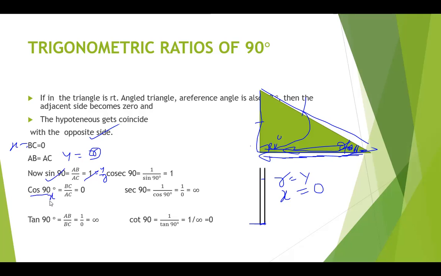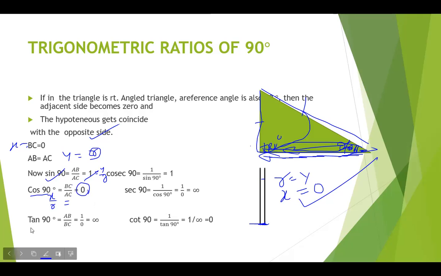Similarly, cos 90. Cos 90 is the ratio of adjacent side to hypotenuse. What is our adjacent side? This reference angle is also 90 degree, means it is coincided with the 90 degree angle. At that time, there is no adjacent side. Adjacent side has become 0, means adjacent side divided by hypotenuse, cos 90 will be 0.